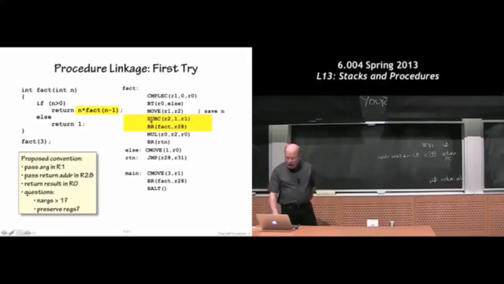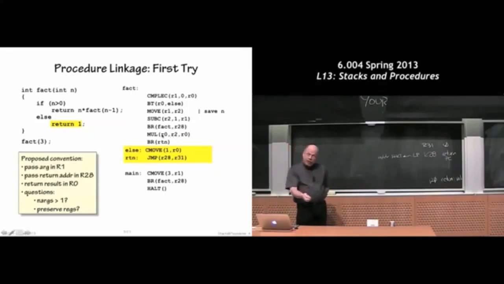And when I come back, I'll go ahead and take the result that came back in R0, and I will multiply it by the saved value of R2, which is the value of n. So that would be n times factorial of n minus 1. That's what that multiplication is doing, because factorial of n minus 1 will be in R0 when the procedure call returns, and R2 is where I saved my copy of n.